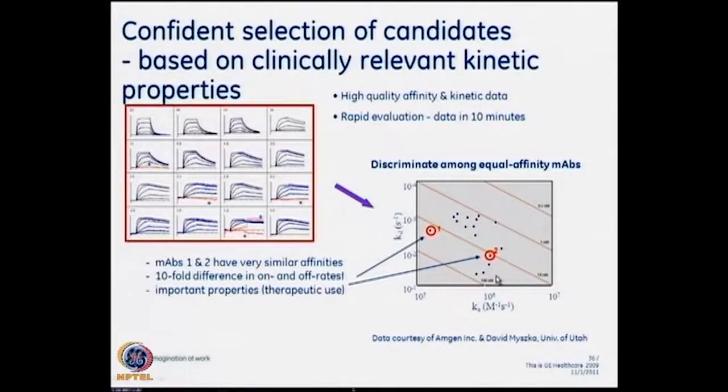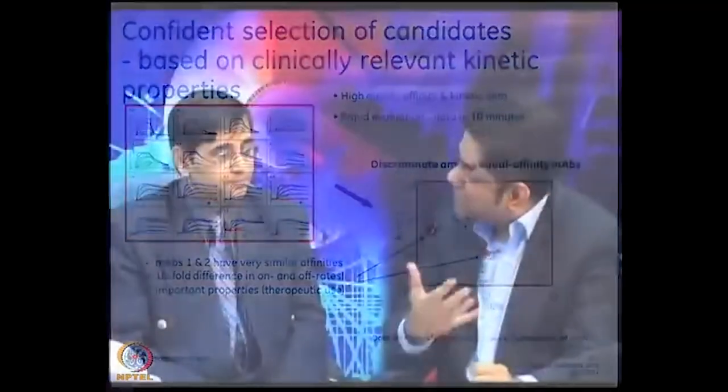They should go for the clone which has more kinetically relevant properties. If they use only affinity for making that choice, then there is no choice at all. They're both the same. So this is a live example of where kinetics data is actually being used to capture information regarding K on and K off, and then make a more educated, knowledgeable decision on which map to go forward with.